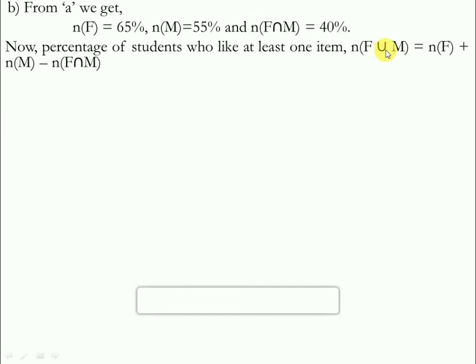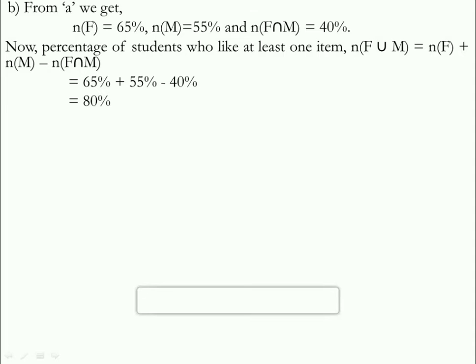So n(F ∪ M), and this is the formula to find the union between two sets: n(F) plus n(M) minus n(F ∩ M), the number of elements in the union of sets. Now we already have n(F), n(M), and n(F ∩ M). So putting the values here, we find 65% plus 55% minus 40%, and by simplifying it we got 80%. That means 80% of students like at least one item from the above.